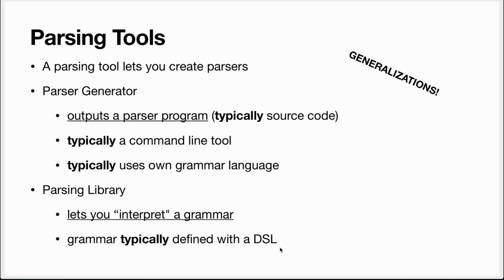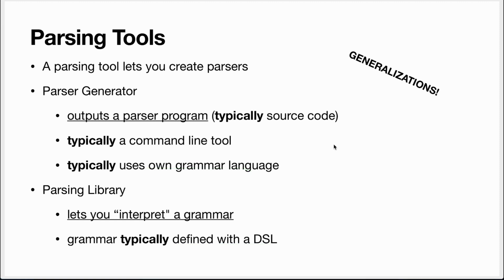So you see that I use the word typically a lot. These are generalizations, okay? So the really important distinction is between this here and this here, which is that the parser generator outputs some code and the parsing library lets you interpret the grammar. In theory, you could have a parsing library that takes its own grammar language and then interprets it. Or you could have a parser generator that works with a DSL. Actually, I know some tools that do that. So these are just generalizations, but the important thing is underlined.